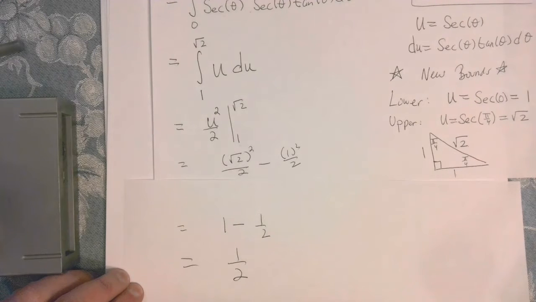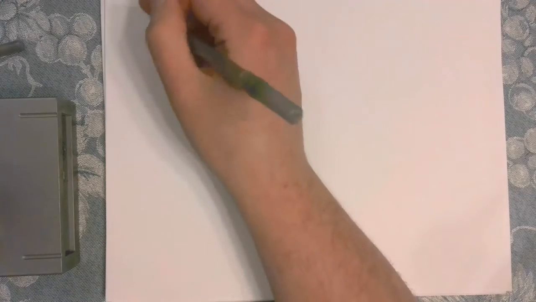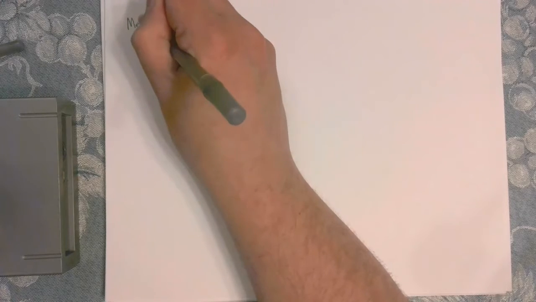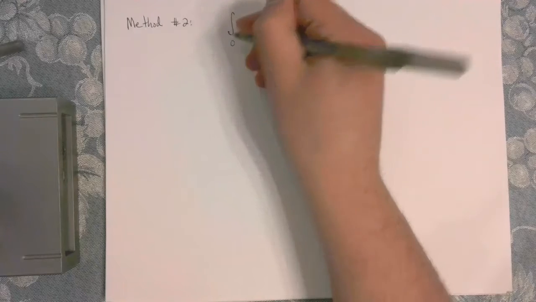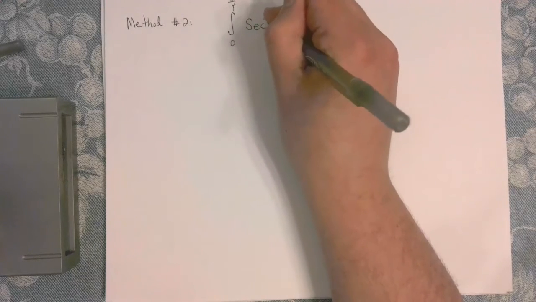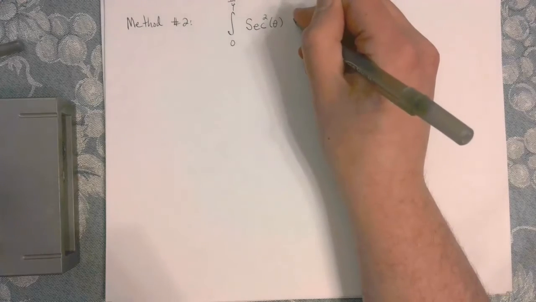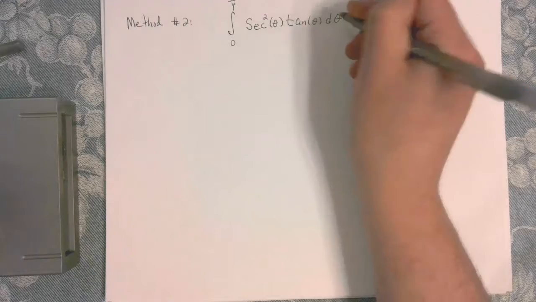Now for this integral, we mentioned before we can actually solve it in two ways. Let's go ahead and solve this the other way now. So this would be method 2 for the same problem. We're going to start with the same problem. So in method 2, we still have the integral from 0 to pi over 4 of secant squared of theta times the tangent of theta d theta.